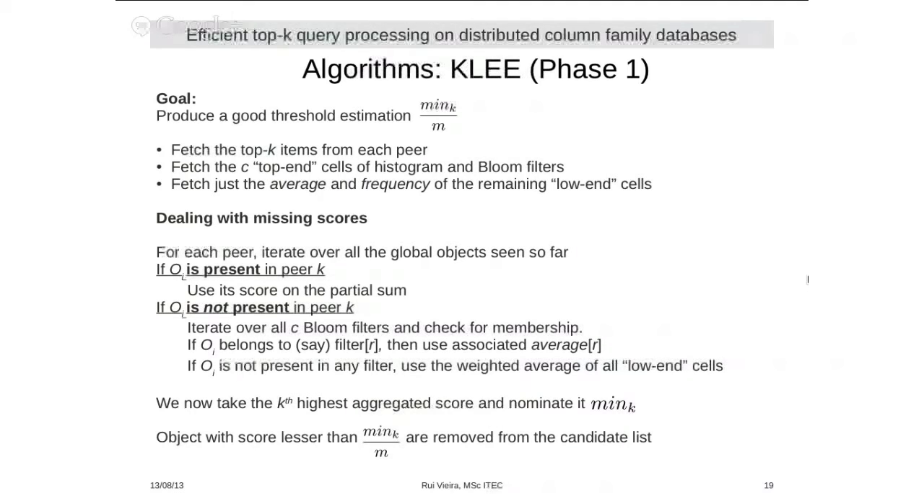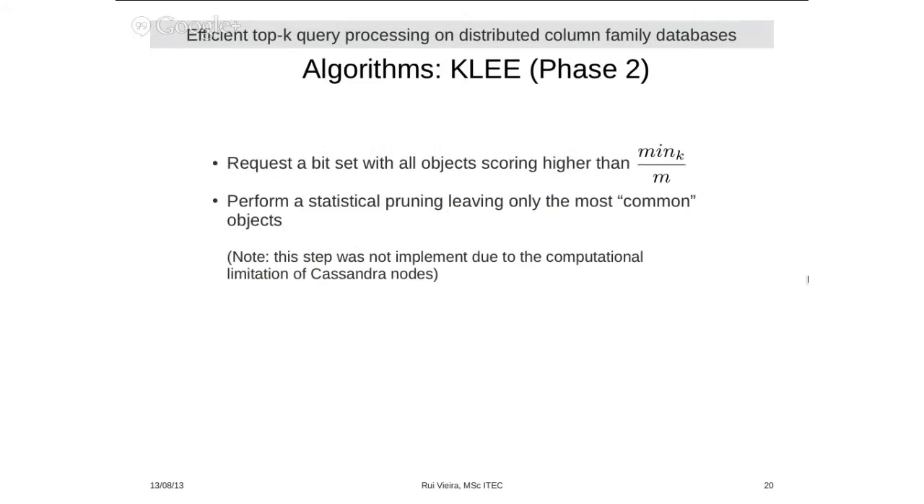If there's one match, it will use the average value of that cell it received. And if there's no match at all, then it just uses the weighted average of all the low-end cells in the estimation of the mean K. We now take the K value of this aggregated score, call it mean K, and then we can filter objects which are lower than mean Km from our candidate list.